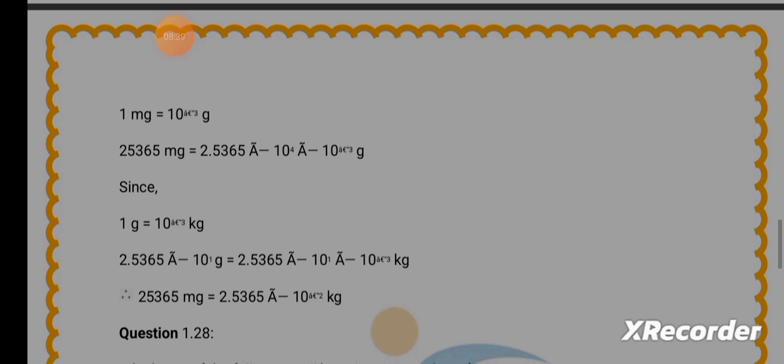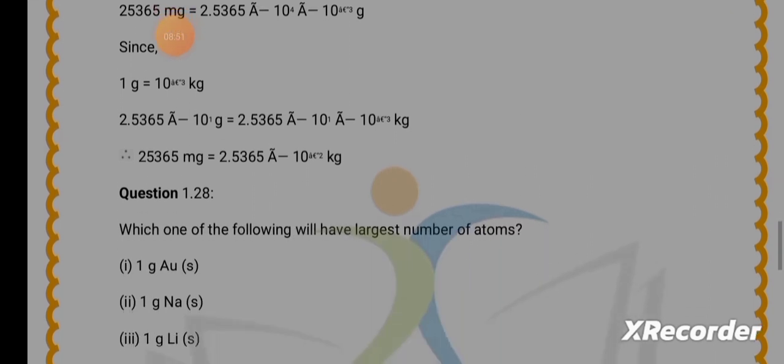Now you get the gram, but the basic unit of mass is kilogram. Now 1 gram is equal to 10 to the power minus 3 kg. So you can also multiply it with minus 3 and you will get the answer.